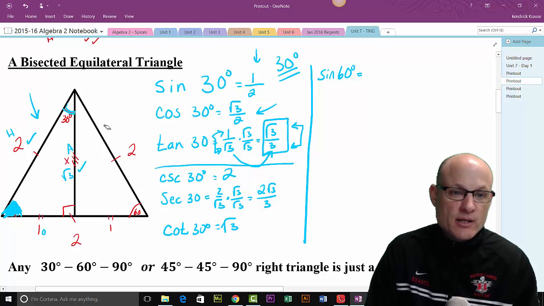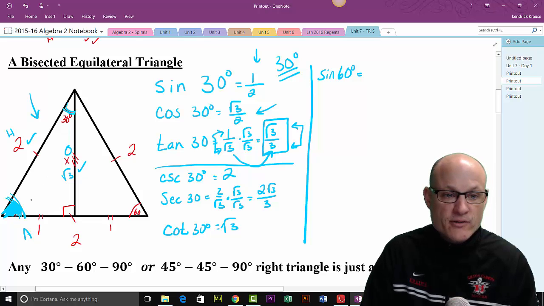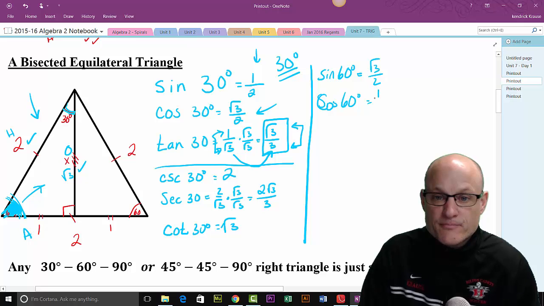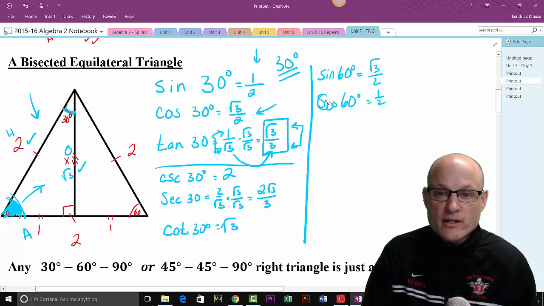Oh, wait, we have to relabel, don't we? This is no longer A, and this is no longer O. This is now O, and this is now A, because we're talking about this angle right here. So opposite would be square root of 3 over 2. And then the cosine of 60 degrees would equal adjacent over hypotenuse, which is 1/2. So let me write that nice and neat.